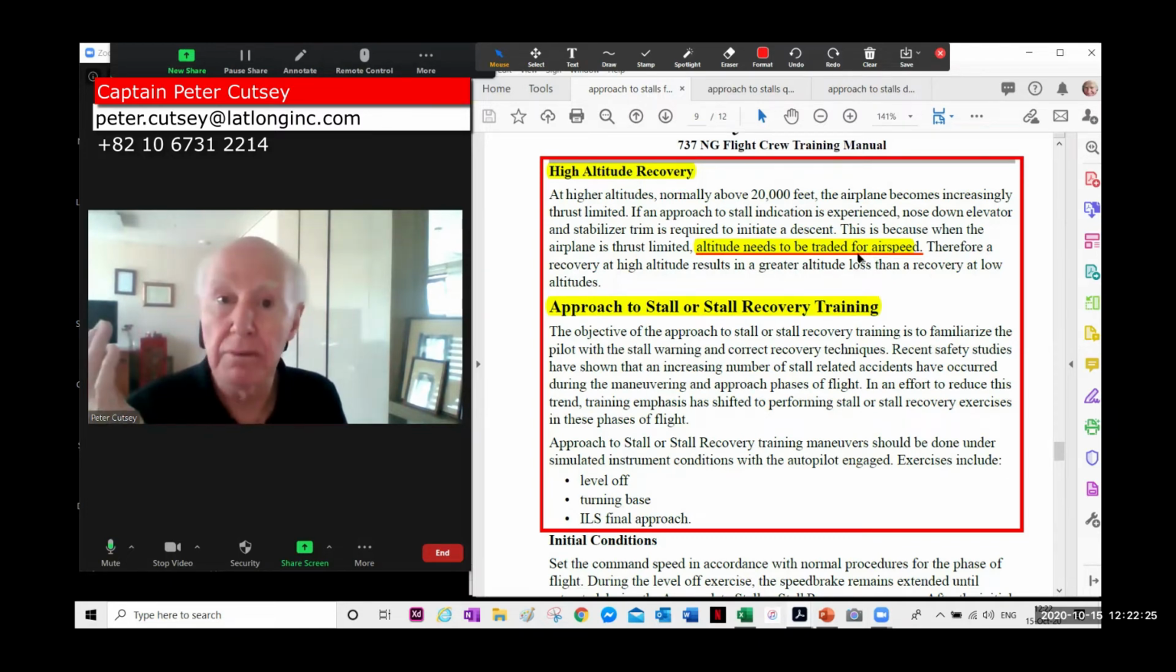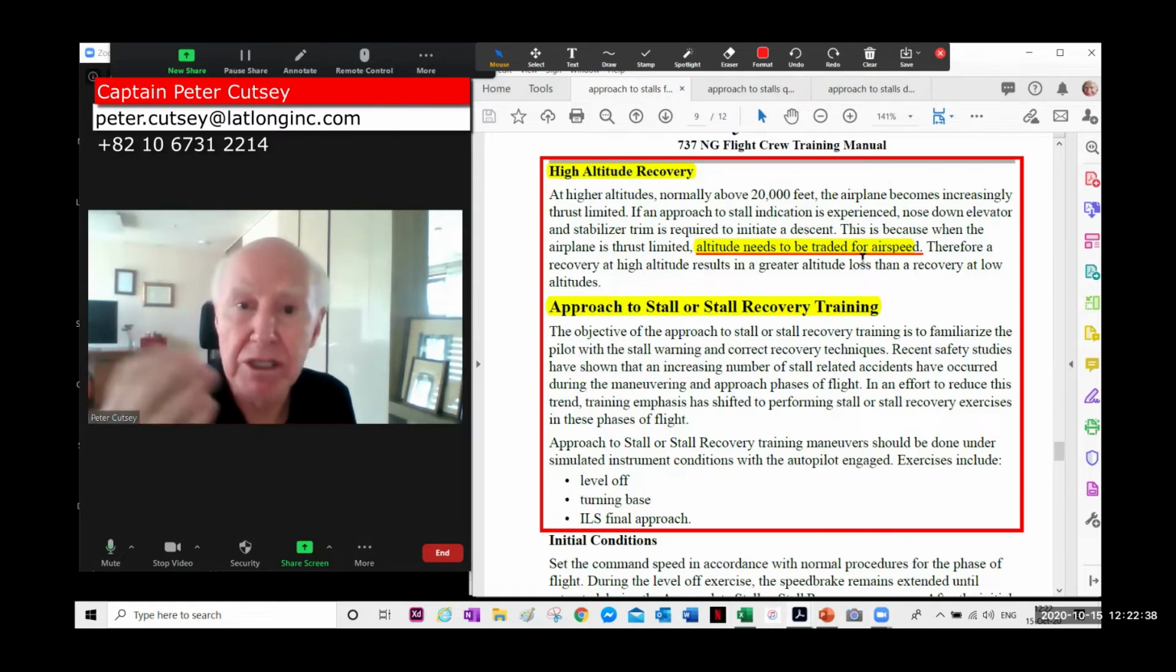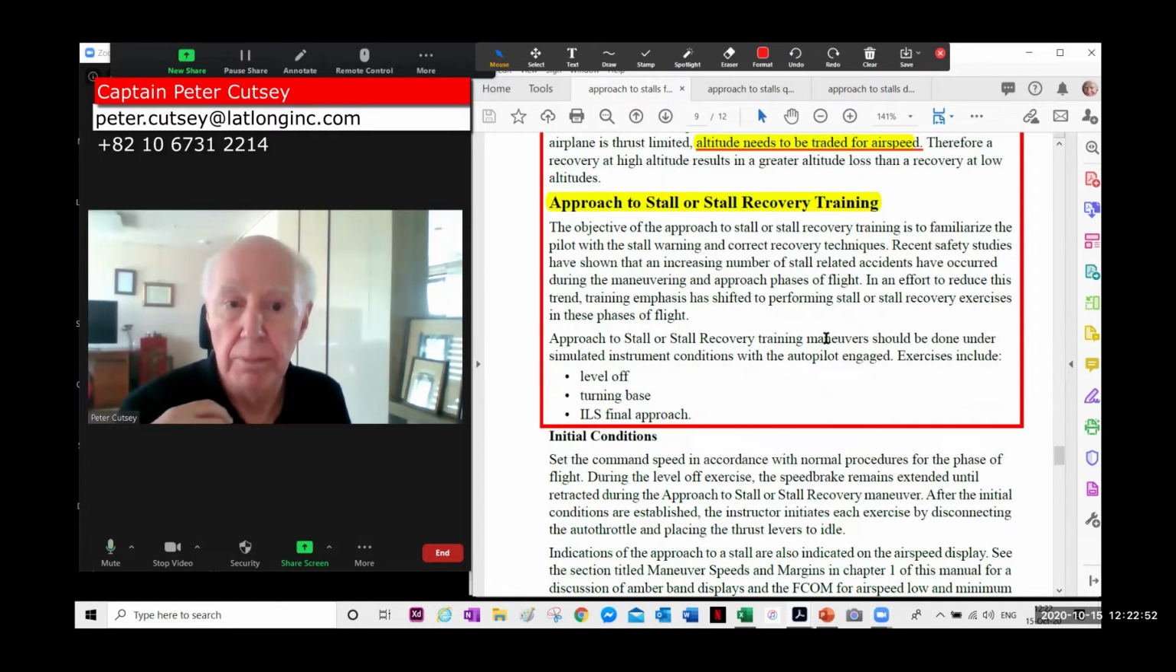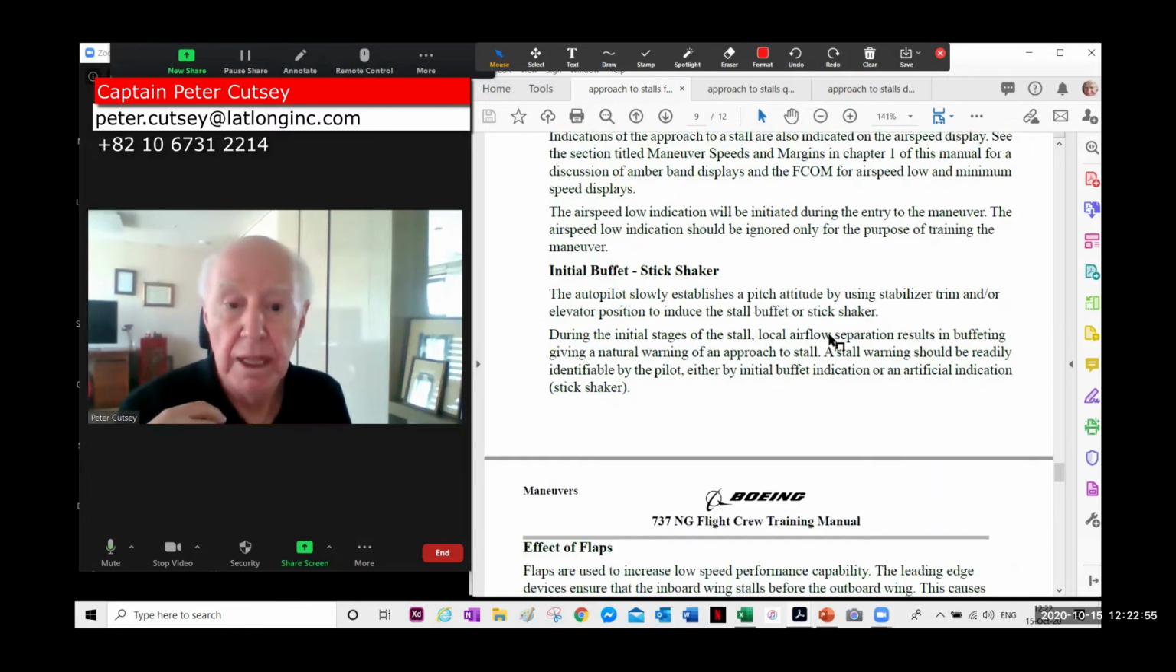At high altitude, at flight level 410, it could be as much as 10 times greater than at low altitude. At low altitude, you may lose approximately 400 feet as you recover properly and get the aircraft flying. You can expect that to be close to 4,000 feet above flight level 350. And your instructor will demonstrate that to you.